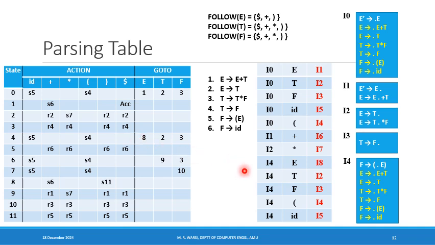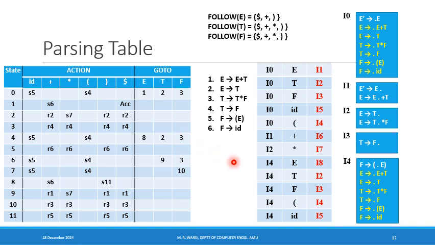Let's look at another transition from state number 4. From state number 4 on capital T, we are going to state number 2. Once again, this is a transition on variable. So it will give rise to an entry in the go-to region of the parsing table. So 4 comma T will be marked as 2. So you can see that this entry is marked as 2.